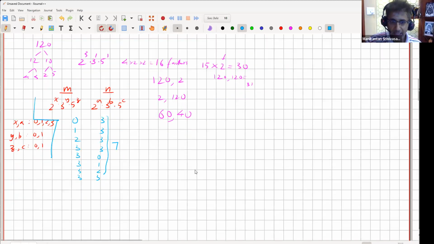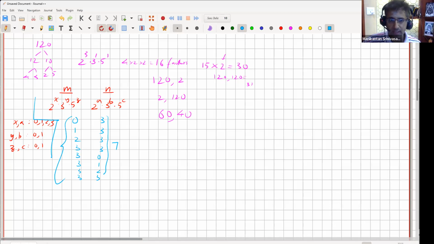Excellent. Yes, exactly. We can do it slightly shorter, but for this small number, this is perfect. So understand what she's doing. She wants to have a 2 power 3 in at least one of m or n. So between x and a, she wants a 3 for sure. So it can be 0, 3, 1, 3, 2, 3, 3, 3, or 3, 0, 3, 1, 3, 2. Of course, 3, 3 is getting repeated, which is why she's counting 7 of them.